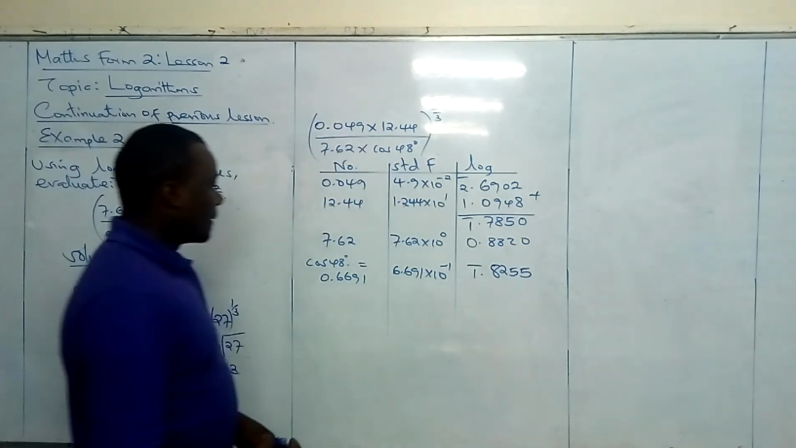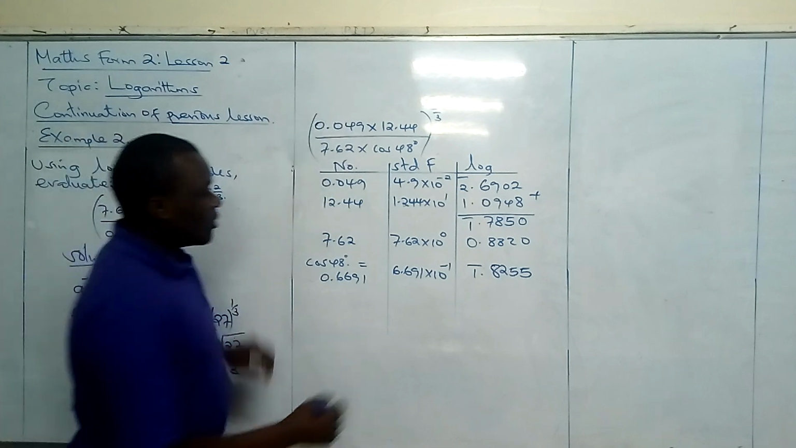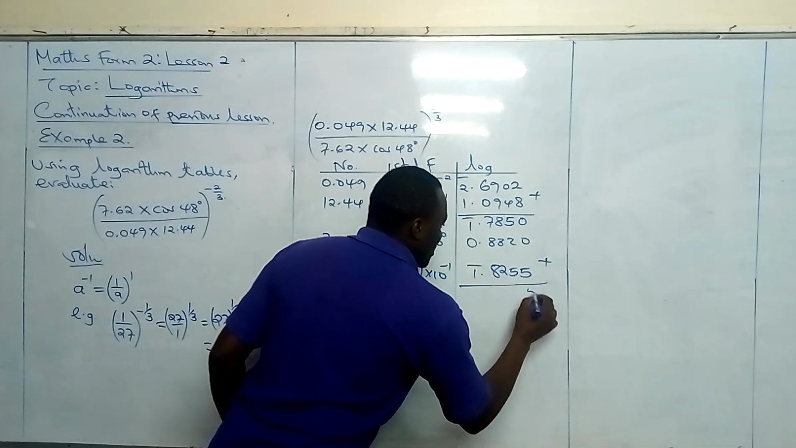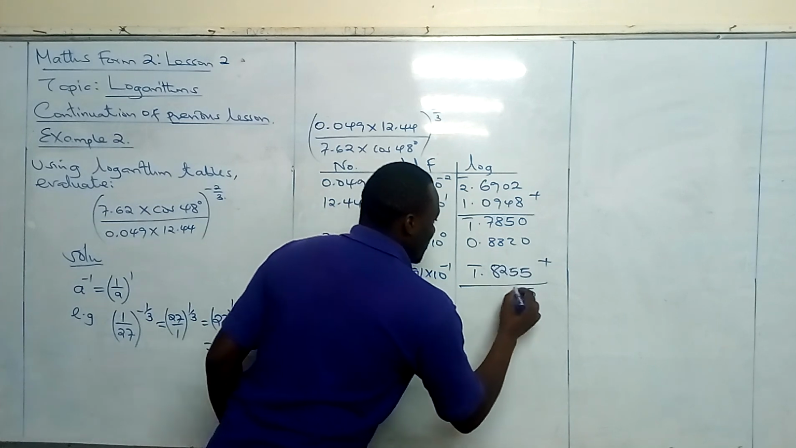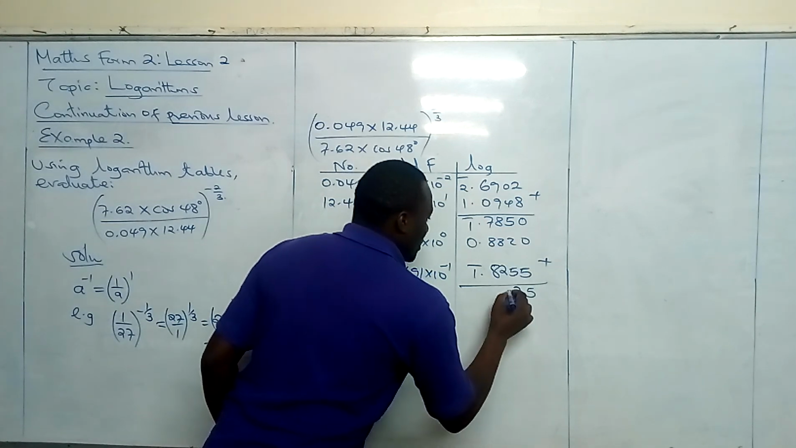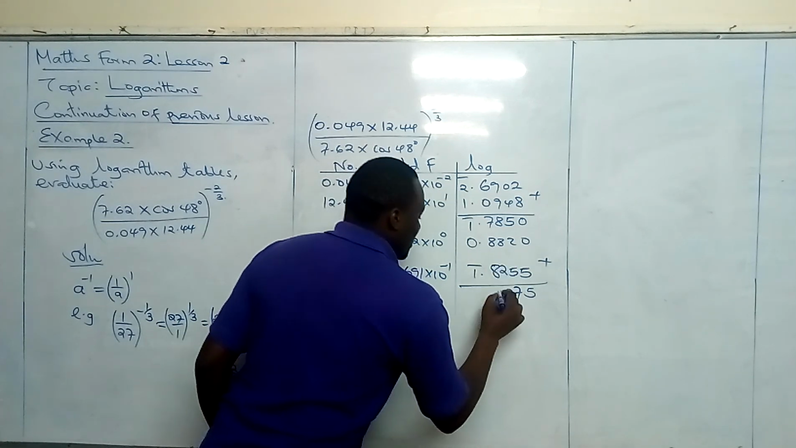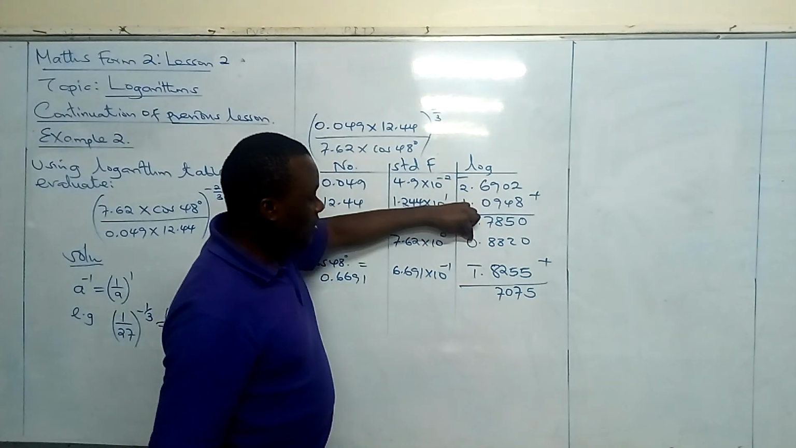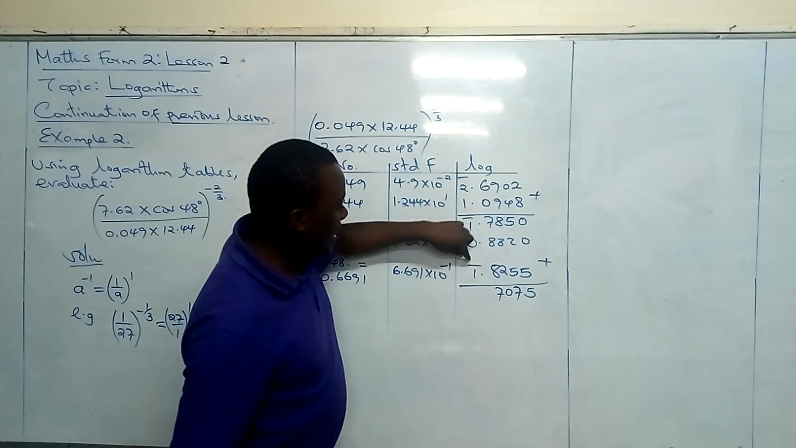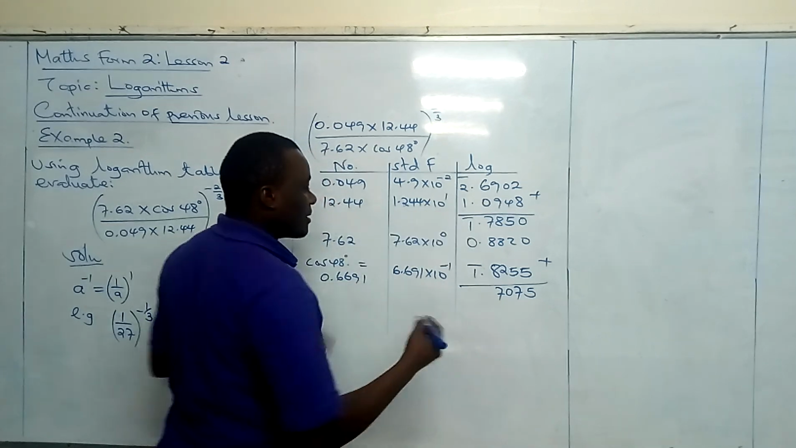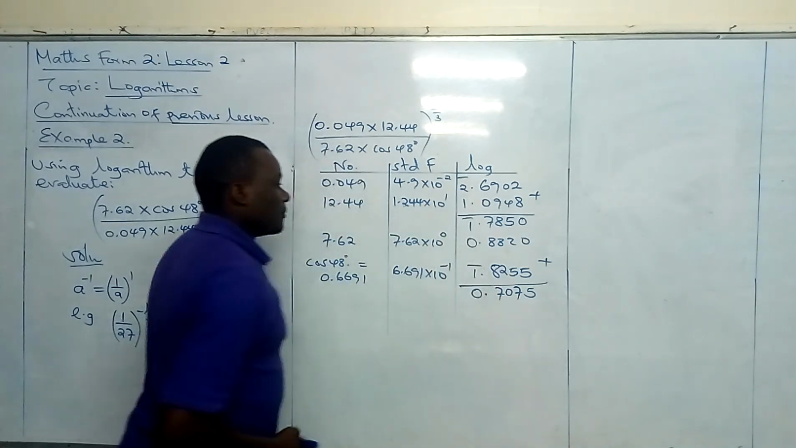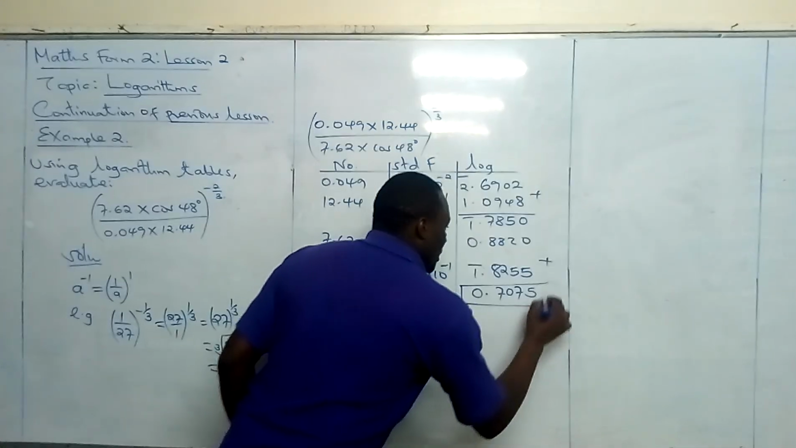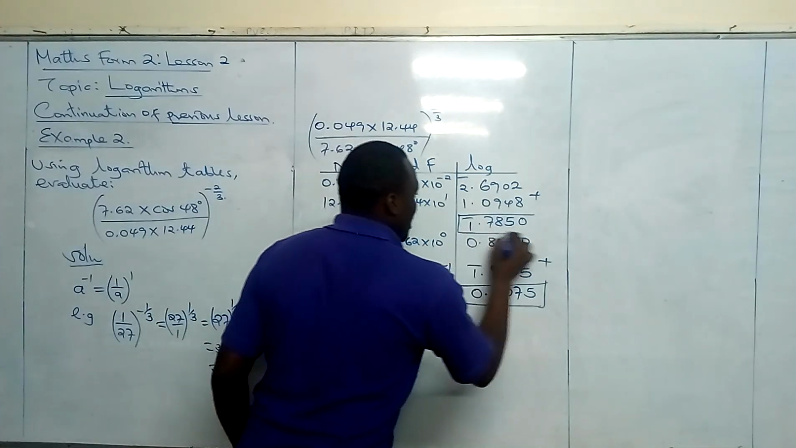8255. Since we have addition here, we now add. So we will add 05 is 5, 25 is 7, 82 is 10, 88 is 16 plus 1 is 17. Then 0 plus 1 is 1. 1 plus minus 1 gives us 0. So this is the answer for the denominator. This is the answer for the numerator.